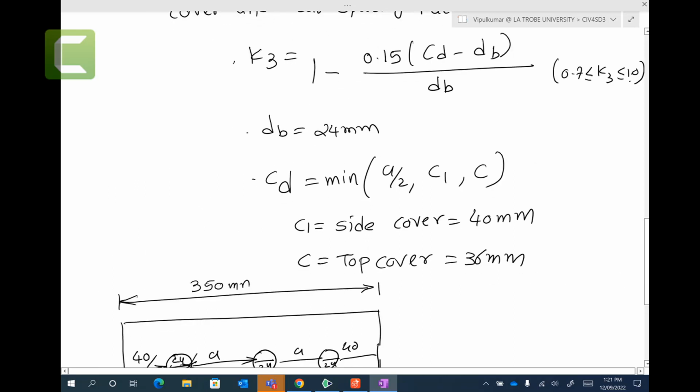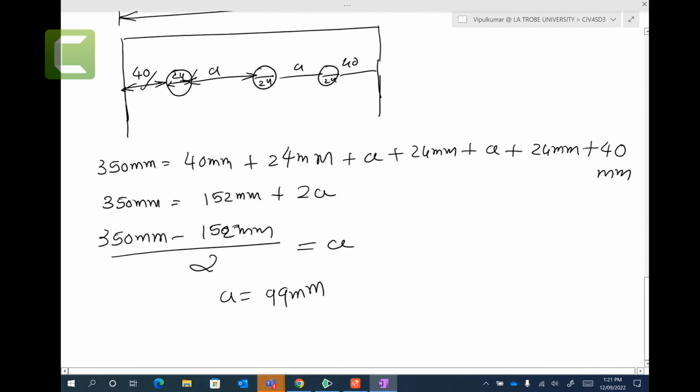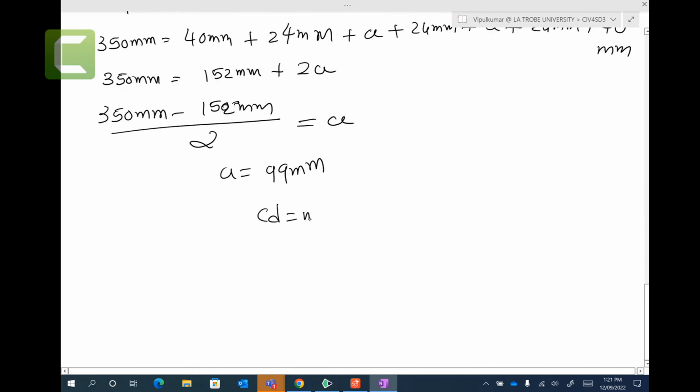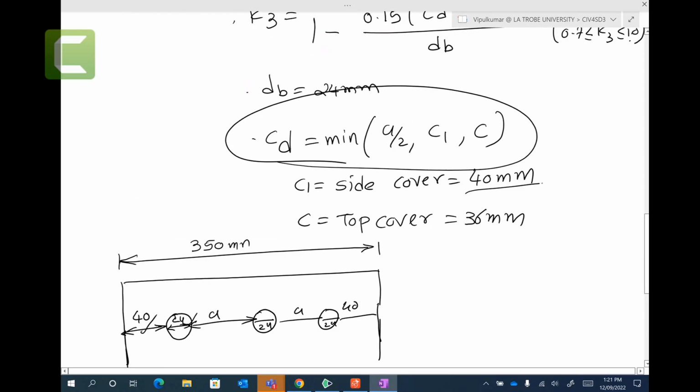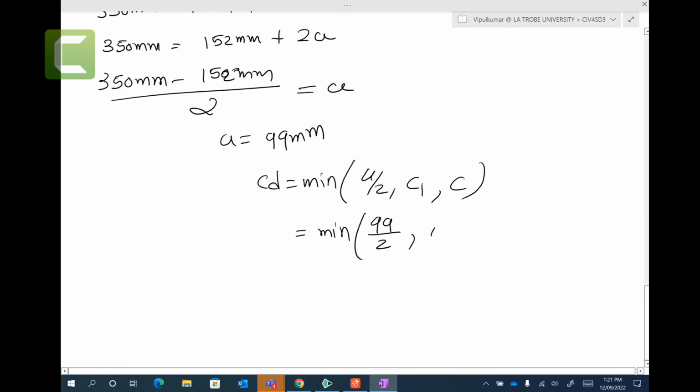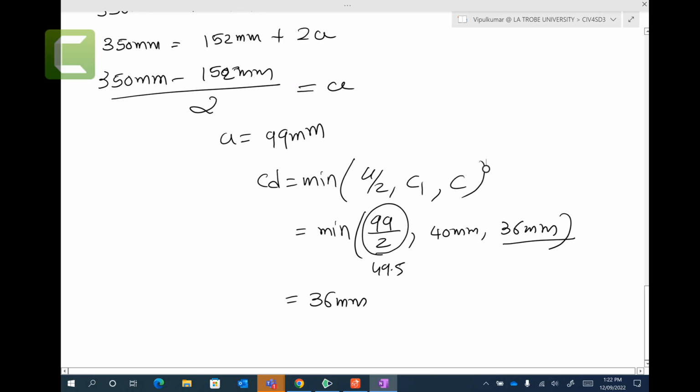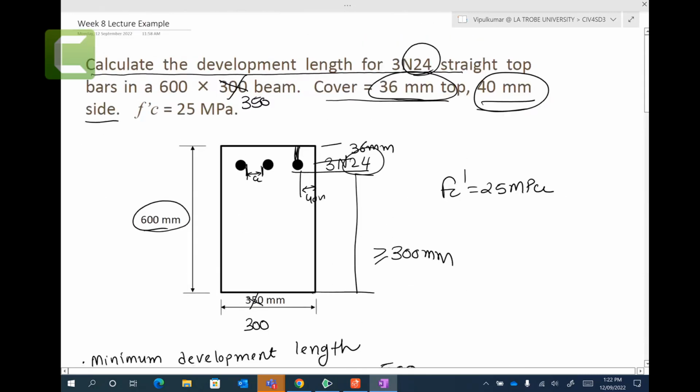Now we have all the values to calculate CD. Now CD is equal to minimum of A by 2, C1 and C. Minimum of A by 2, 99 divided by 2, C1 we calculated 40 and C is 36. So 99 divided by 2, you get 49.5. So the minimum would be 36. You can look at that. This cover that is on the top is going to be the critical one, this one here.